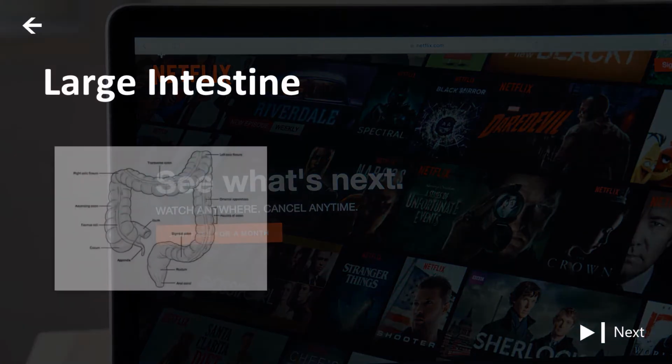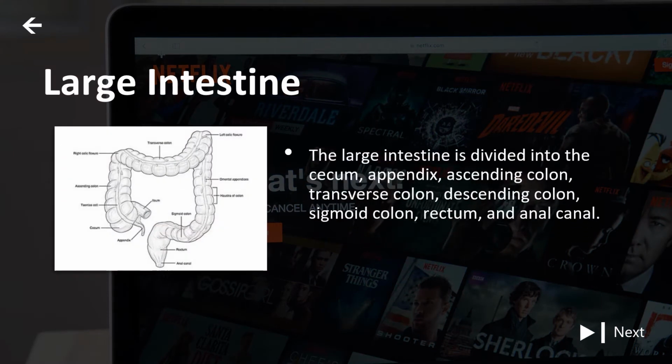Large intestine. The large intestine is divided into the cecum, appendix, ascending colon, transverse colon, descending colon, sigmoid colon, rectum, and anal canal. The large intestine extends from the ileum to the anus. Like I said, it is divided into the cecum, appendix, ascending colon, transverse colon, descending colon, and sigmoid colon. The rectum and anal canal are considered in the sections on the pelvis and perineum.